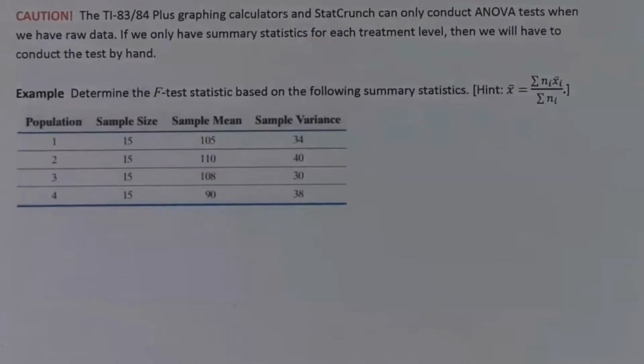If we only have summary statistics for each treatment level, then we will have to conduct the test by hand. So again, we have to have actual raw data values in order to be able to use StatCrunch or the calculator to do that. They don't have programs built in to be able to do the ANOVA if we have summary information.